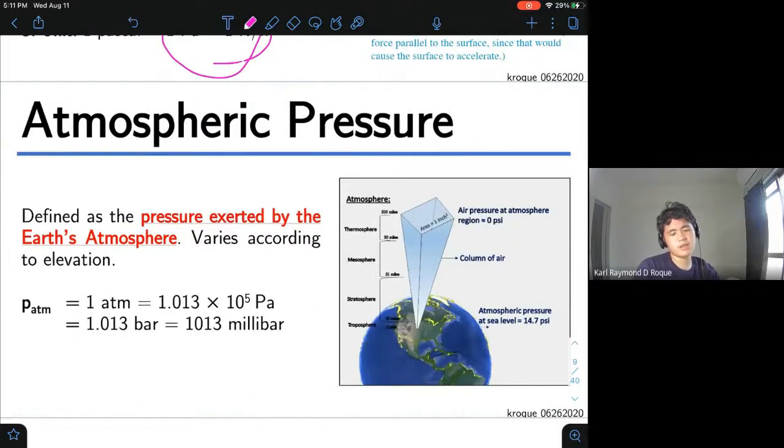Next topic. Atmospheric pressure. It is defined as the pressure exerted by the Earth's atmosphere. So basically, this is the definition. Do you see this? You take an area of 1 square inch, then take the force exerted from the top of the atmosphere. That is what defines it, how much force there is.